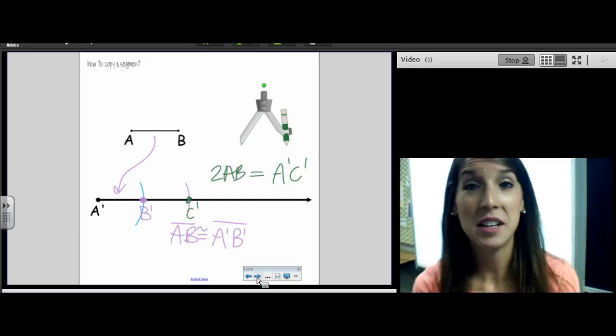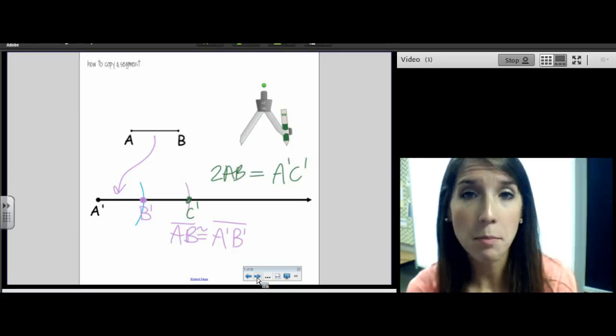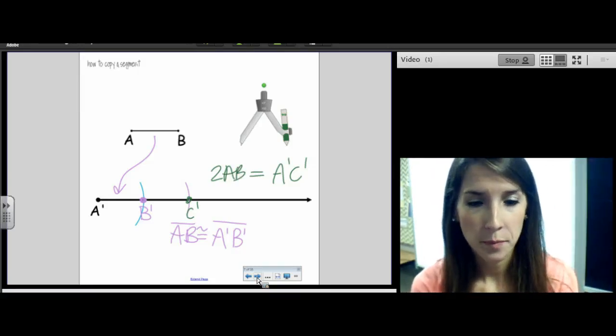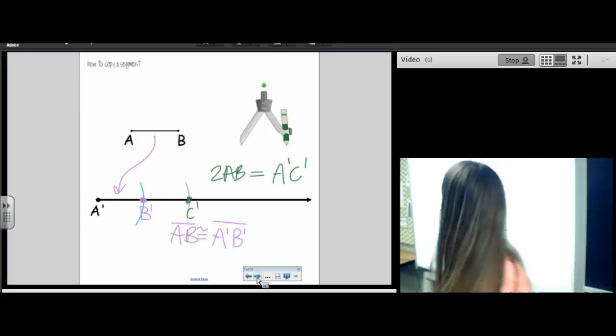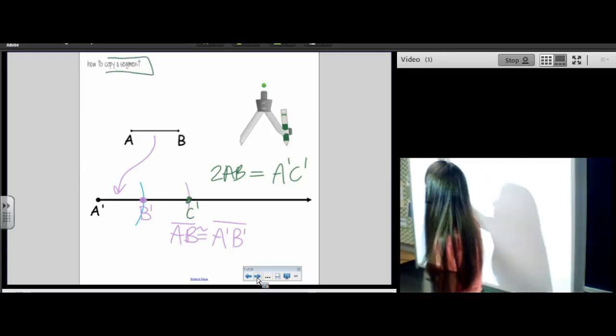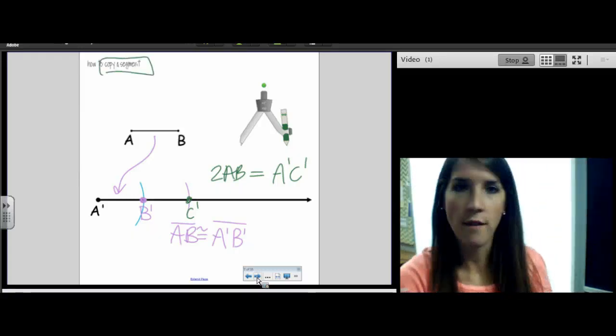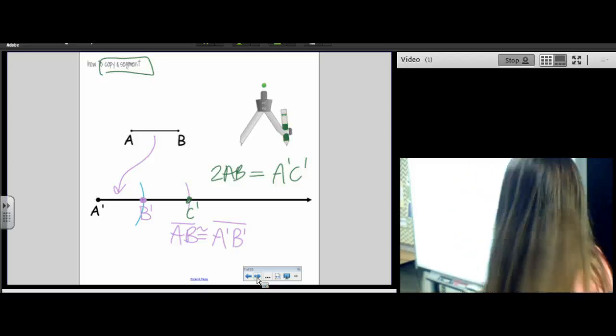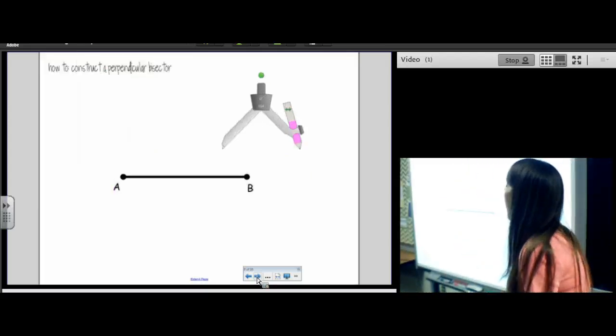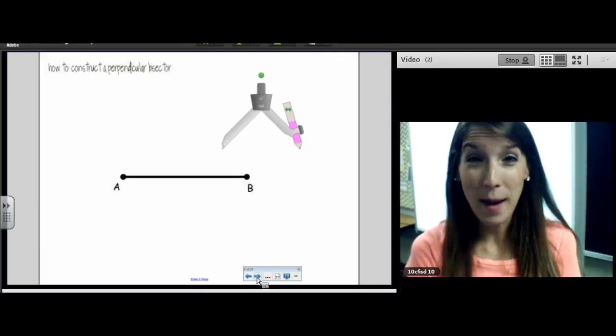And we just constructed a midpoint. B is the midpoint of our segment, right? So that's how you copy a segment. Really straightforward, really simple. Now let's go over how you would construct a perpendicular bisector.